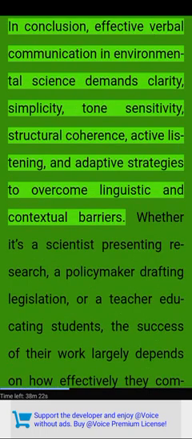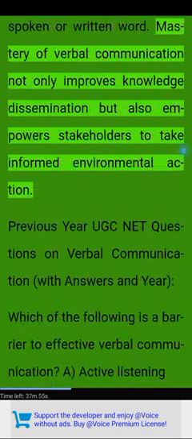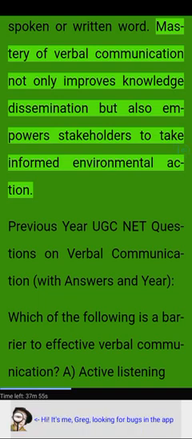In conclusion, effective verbal communication in environmental science demands clarity, simplicity, tone sensitivity, structural coherence, active listening, and adaptive strategies to overcome linguistic and contextual barriers. Whether it's a scientist presenting research, a policymaker drafting legislation, or a teacher educating students, the success of their work largely depends on how effectively they communicate their ideas using the spoken or written word. Mastery of verbal communication not only improves knowledge dissemination but also empowers stakeholders to take informed environmental action.